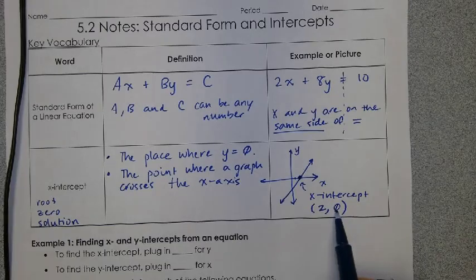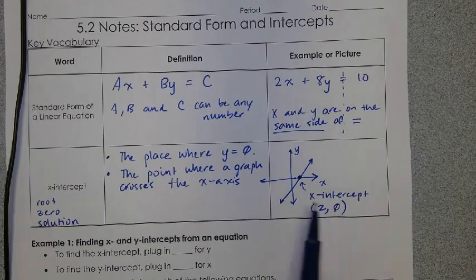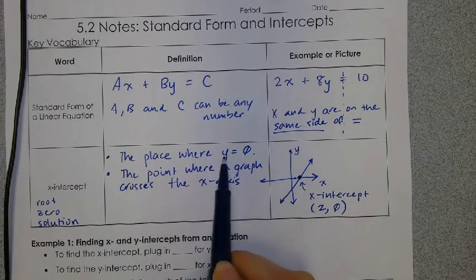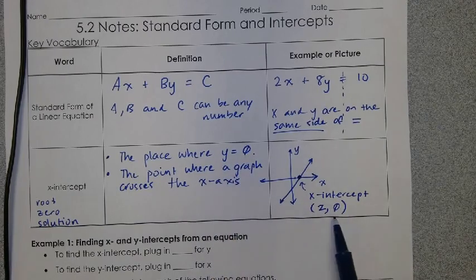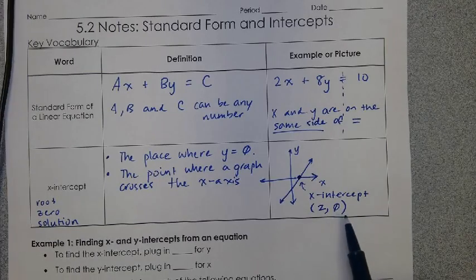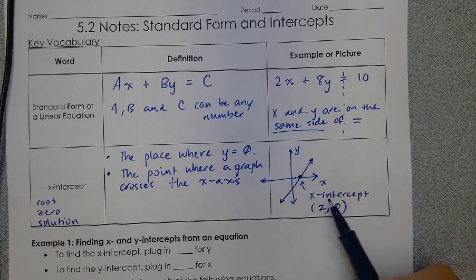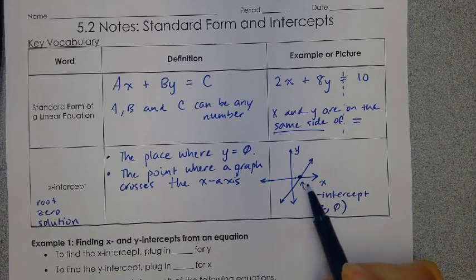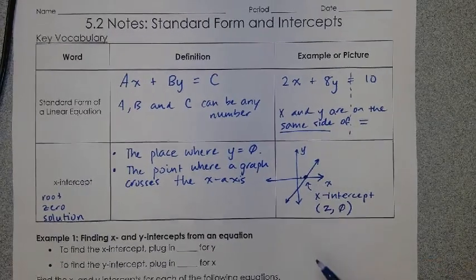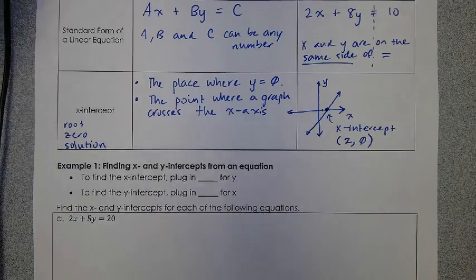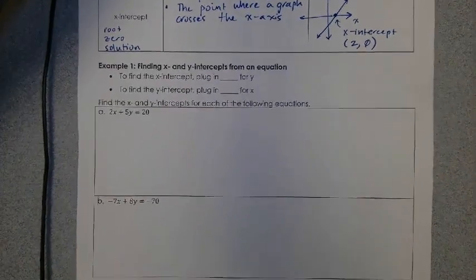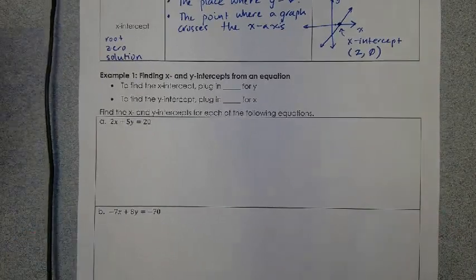And that will always be true for the x-intercept. The y value is always equal to 0. And that's what we see in the definition here, the place where y equals 0. This number represents y. It is 0, so this is the x-intercept. Okay. So we can find the x-intercept on the graph, but sometimes we do not have a graph. So let's look below at some examples where we need to find the intercepts without a graph.